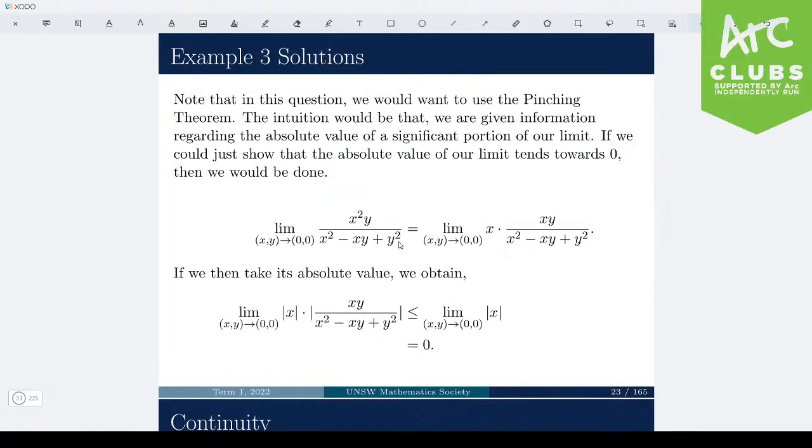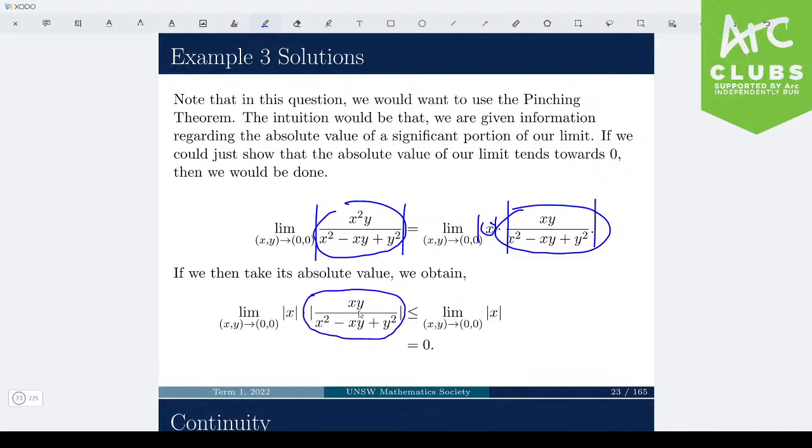So firstly, like I said before, notice that this is really just x times the thing we have in our absolute value. And so if we then take its absolute value, we obtain this result. So we take the absolute value of this, which then becomes this. But then, since we're given that this is less than or equal to 1, we have that this entire thing is less than or equal to the limit of the absolute value of x. Okay? And by the pinching theorem, this equals 0.